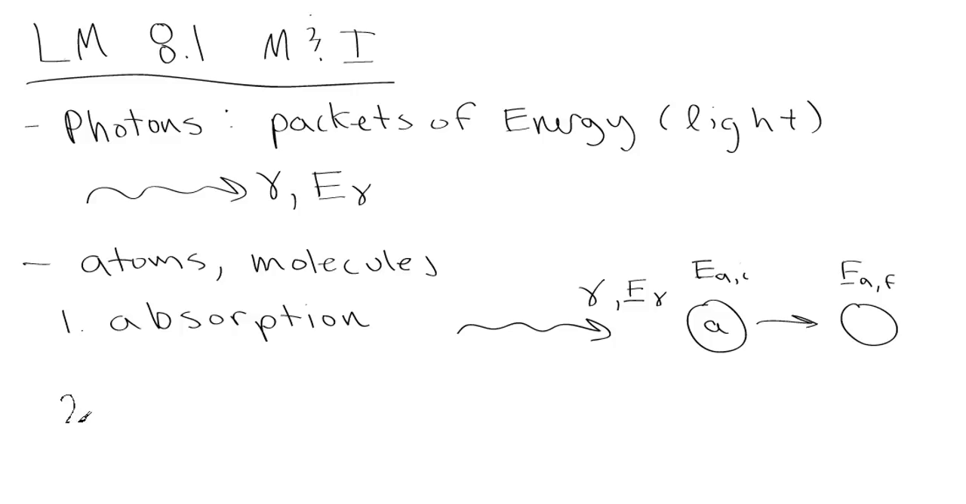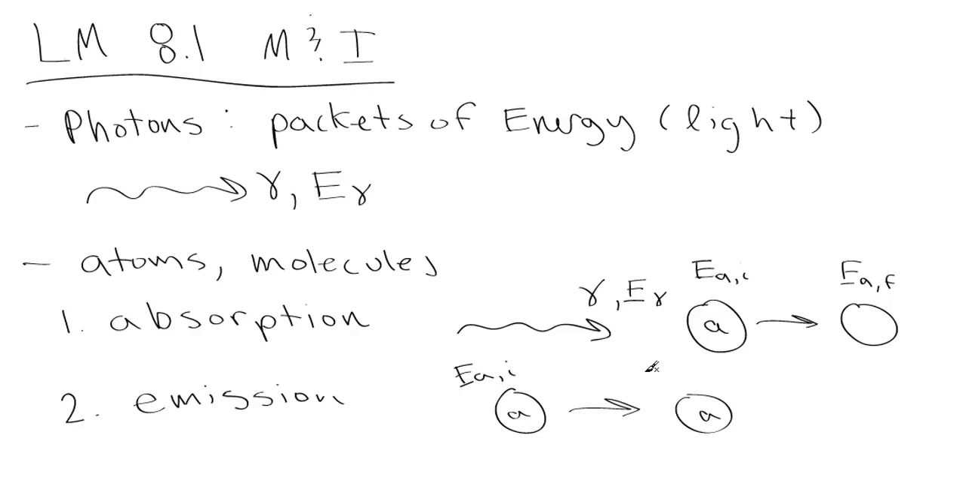Or two, by emission. And here, an atom which initially has some energy will emit a photon, and so the atom will remain with a different final energy, and a photon will be released with some energy E gamma.